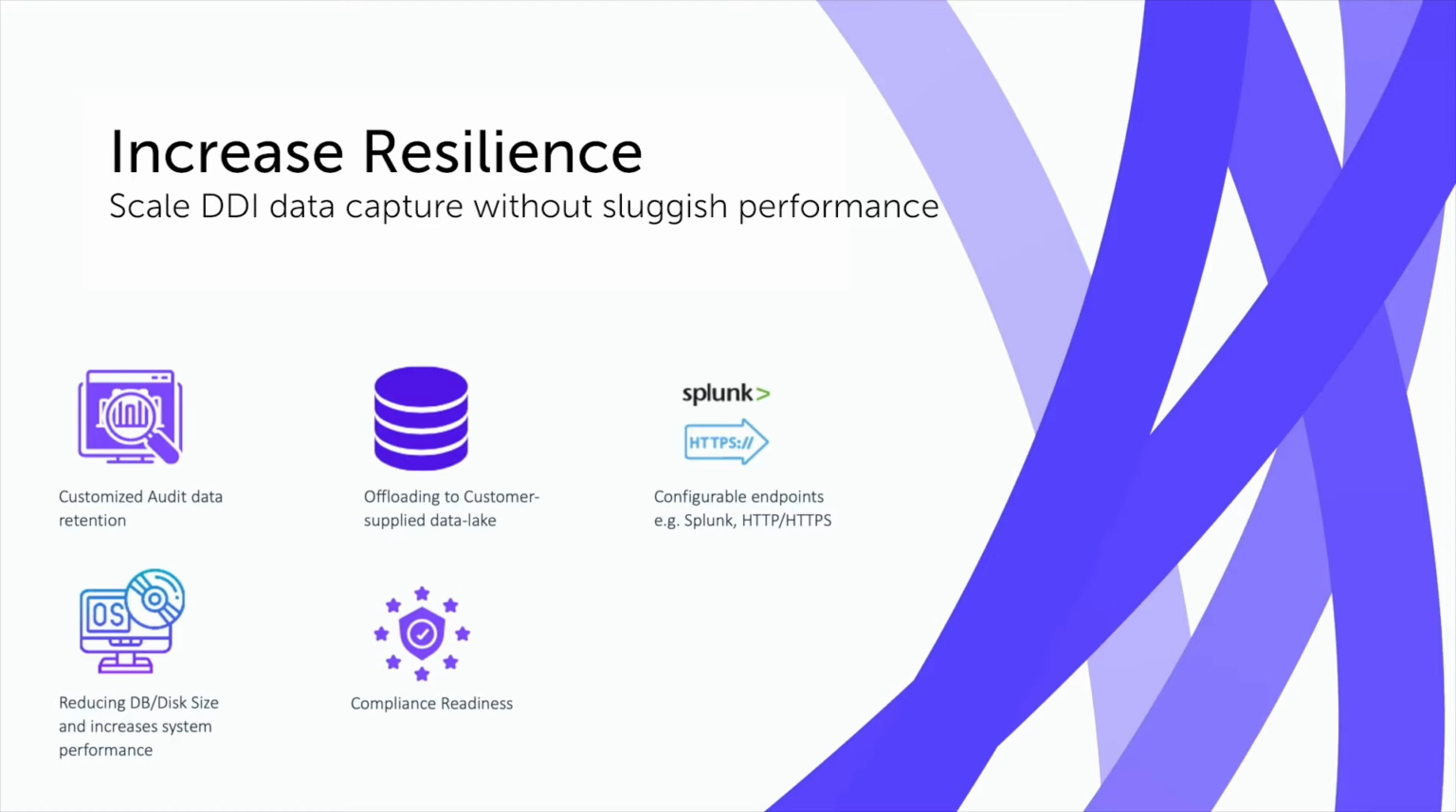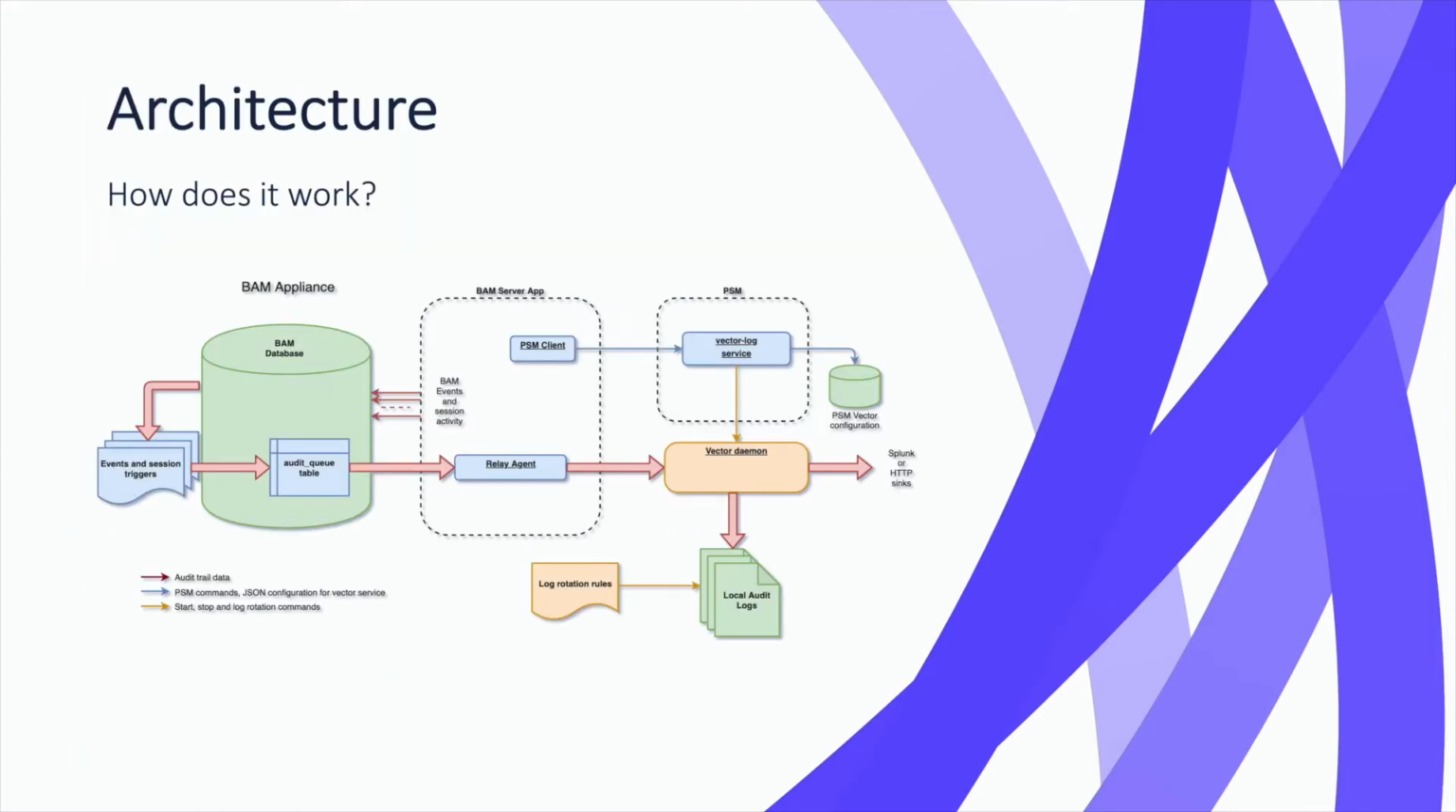BAM admins can simply customize the audit data retention period to maintain database or disk size and offload the data to Splunk or HTTP endpoints for future audits and compliance requirements. As you can see in this architecture diagram, the audit trail feature uses a PSM client and a vector log service in the backend to capture and provide visibility into the audit trail data.